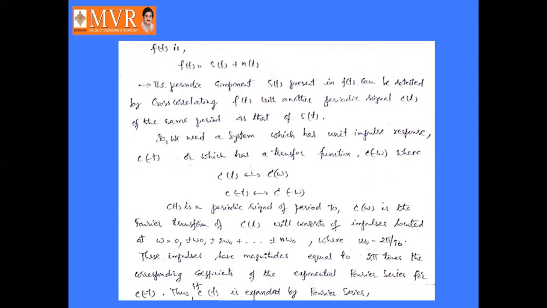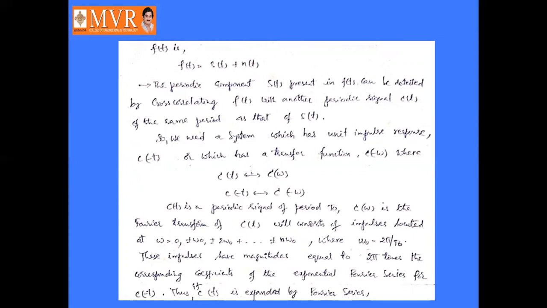So here f(t) is mixed with the periodic signal and noise signal. This f(t) is correlated with another periodic signal c(t) of the same period as that of s(t). So we need a system which has unit impulse response c(minus t), or which has a transfer function C(minus omega), where the Fourier transform of c(t) is C(omega) and the Fourier transform of c(minus t) is C(minus omega), right?